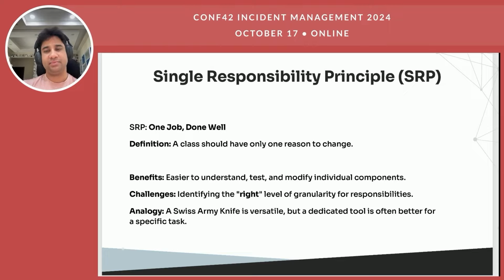Just take one responsibility in a class. In this example of employee, you can break it into different classes. And the benefit of this is that it's easy to understand.